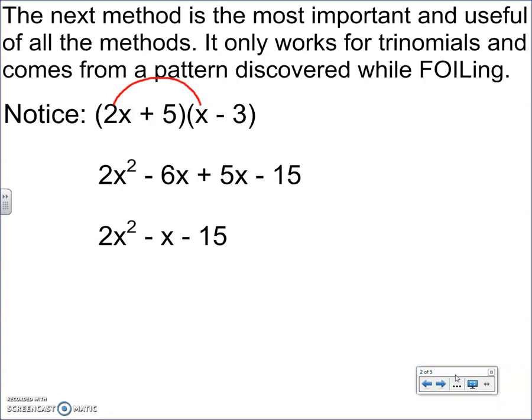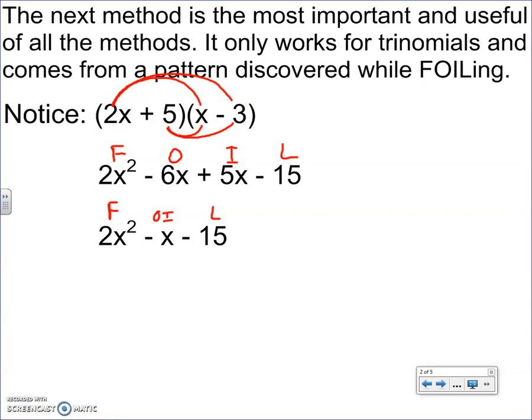First, 2x times x, 2x squared. This is from the F. Outside, 2x times negative 3, that's negative 6x, that's the O. Inside, there's I, and L, it's last. Right? And when I combine terms, the F did not change. The L did not change either. Only the O and I combined into this middle term.